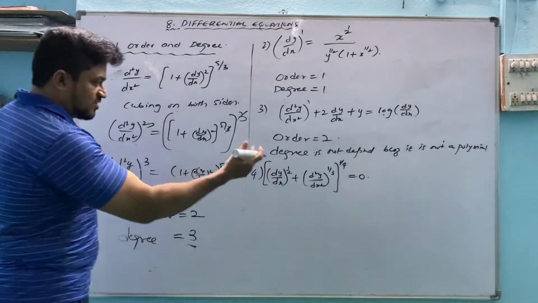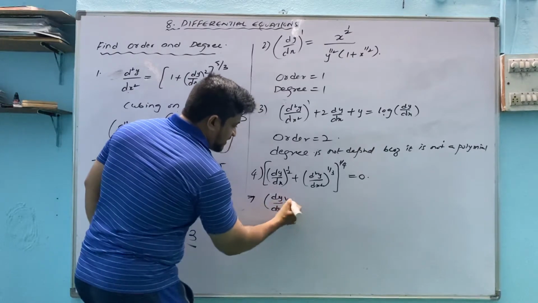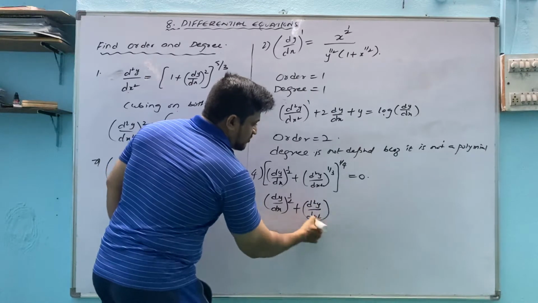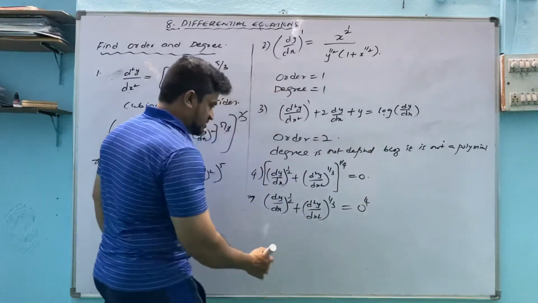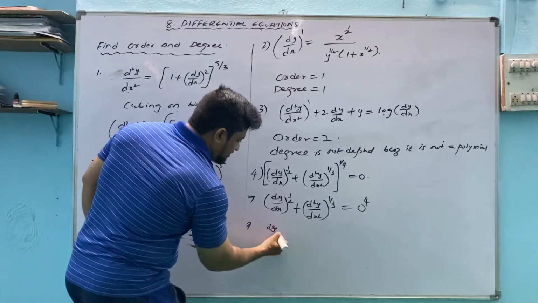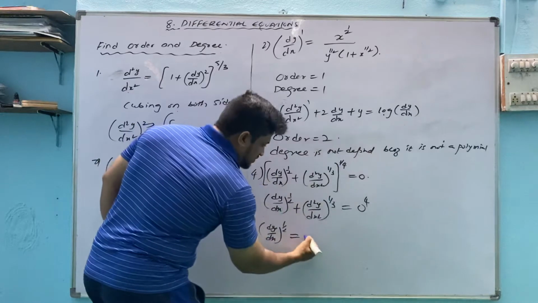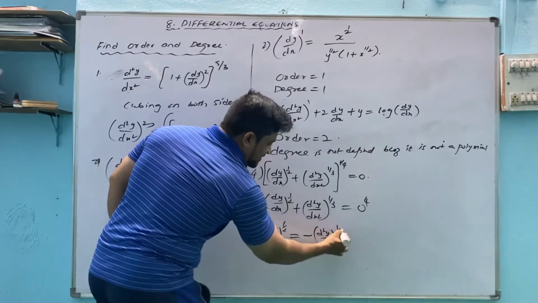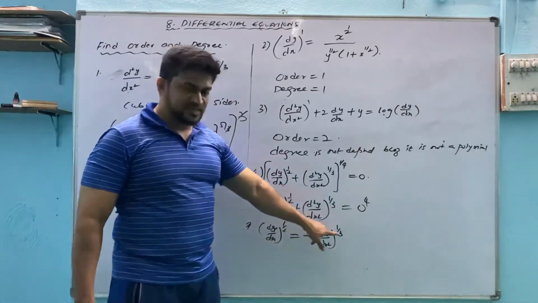Now 0 is given on the right side. What we will do? (dy by dx) power 1 by 2 plus (d square y by dx square) whole power 1 by 3 equal to 0 power 1 by 4, which goes to that side, becomes 4. Now I will write (dy by dx) whole power 1 by 2 equal to, this value goes to 0, becomes minus (d square y by dx square) whole power 1 by 3. Now we have fractions here. 1 by 2 and 1 by 3 are fractions.